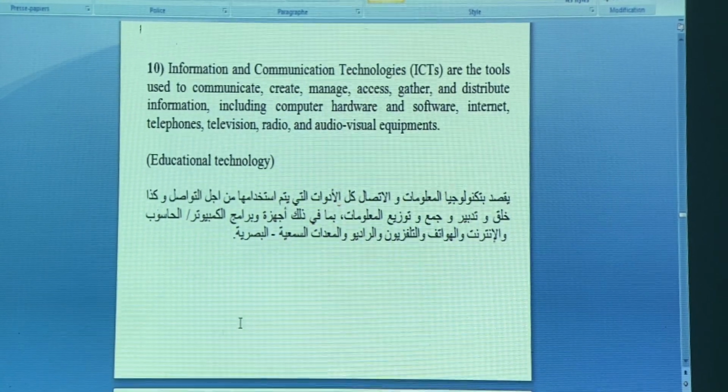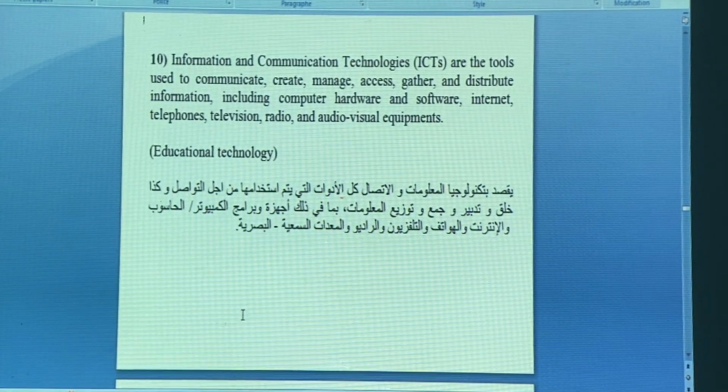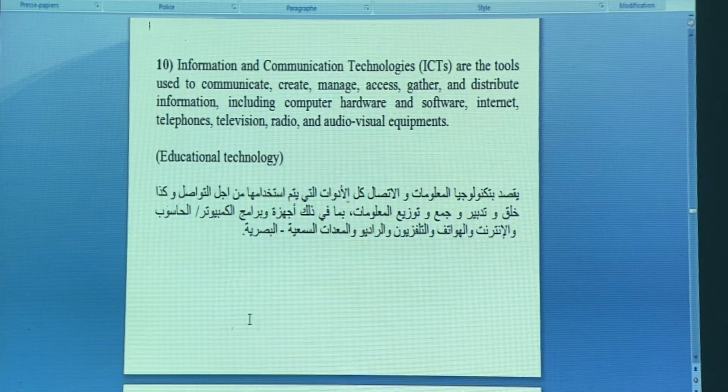This is similar to the one we did before. Educational technology is the context here. How to implement technology in education.